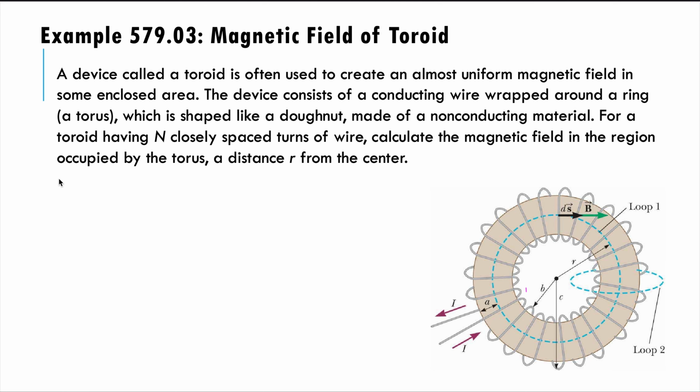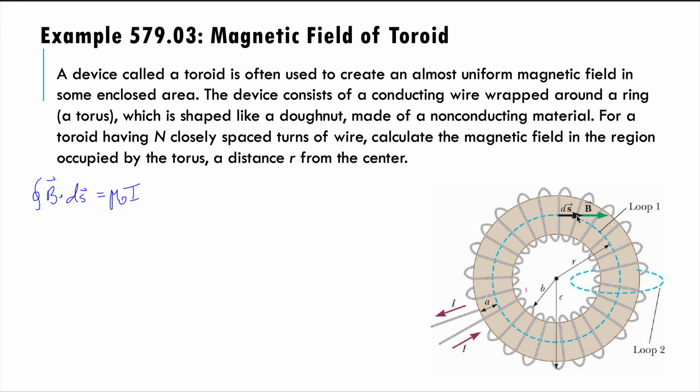So we know that we're going to use Ampere's law. Find the integral of B dot ds equals mu naught I. We need to choose an Amperian loop. We're going to choose a circular loop.